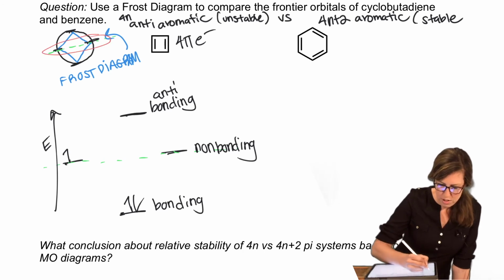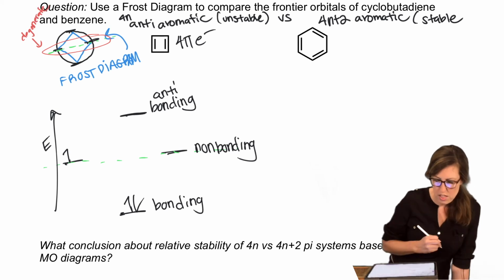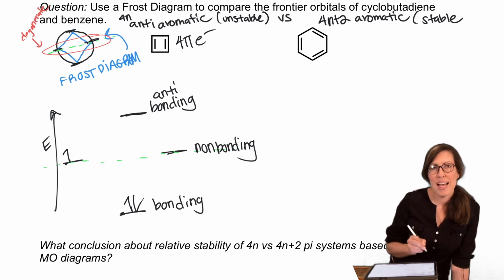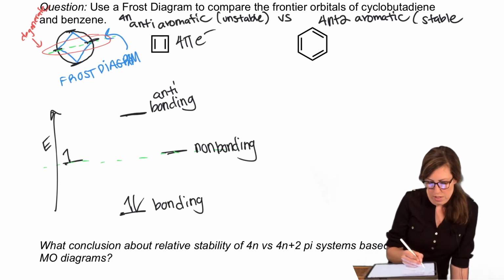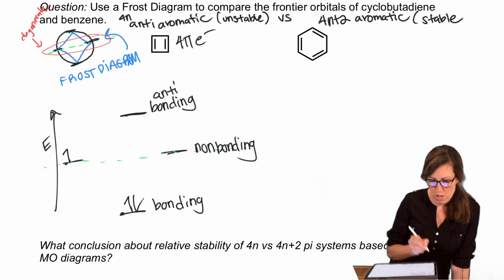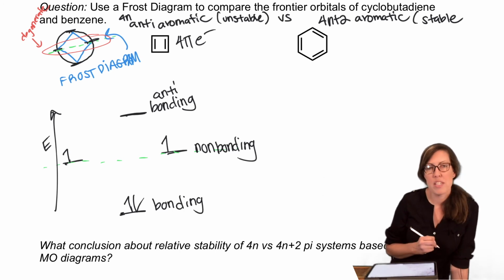So these two are degenerate. What does that mean? Same energy level. So we always pair last according to Hund's rule back in general chemistry. So we're not going to do this. We're going to put one parallel spin in each orbital.